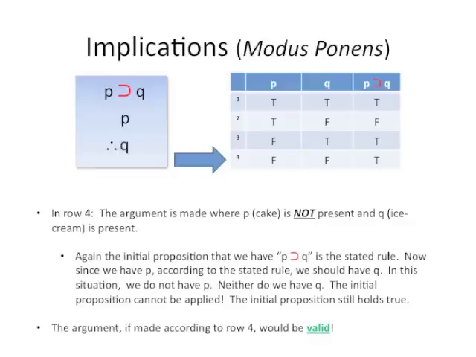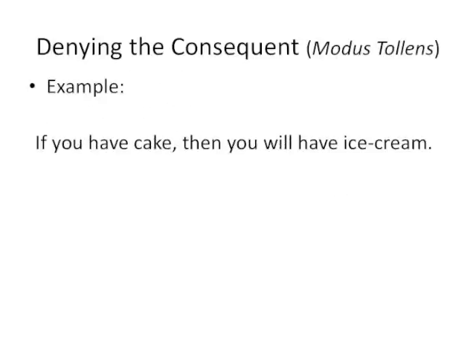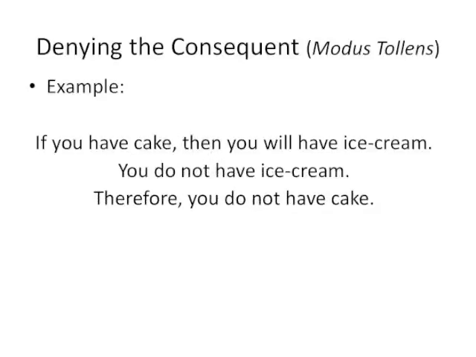All right, so let's look at another argument form. This one's called denying the consequent. It's known in Latin as modus tollens. Now here's the example of what denying the consequent looks like. We start off with the proposition, if you have cake, then you will have ice cream. You do not have ice cream, therefore you do not have cake.